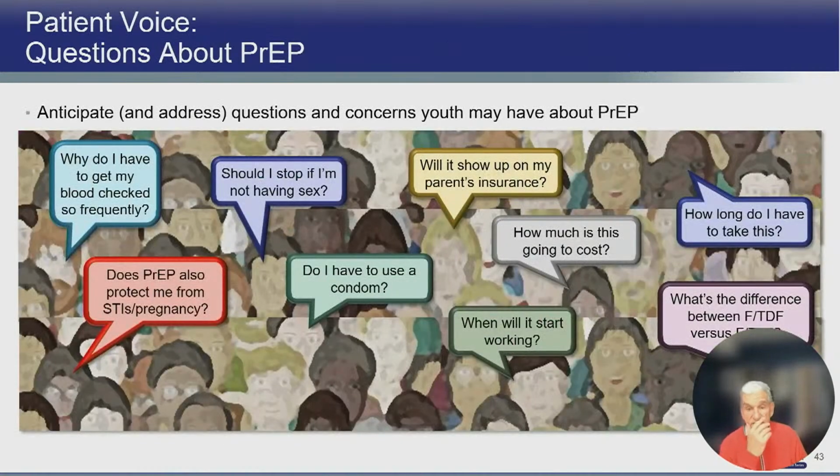There are patient voices around this. Well, how often do I have to get my blood checked? Does PrEP protect me from pregnancy? Should I stop if I'm not having sex? Why do I need it? Do I still have to use a condom? What's this going to cost? How long does it take to work?